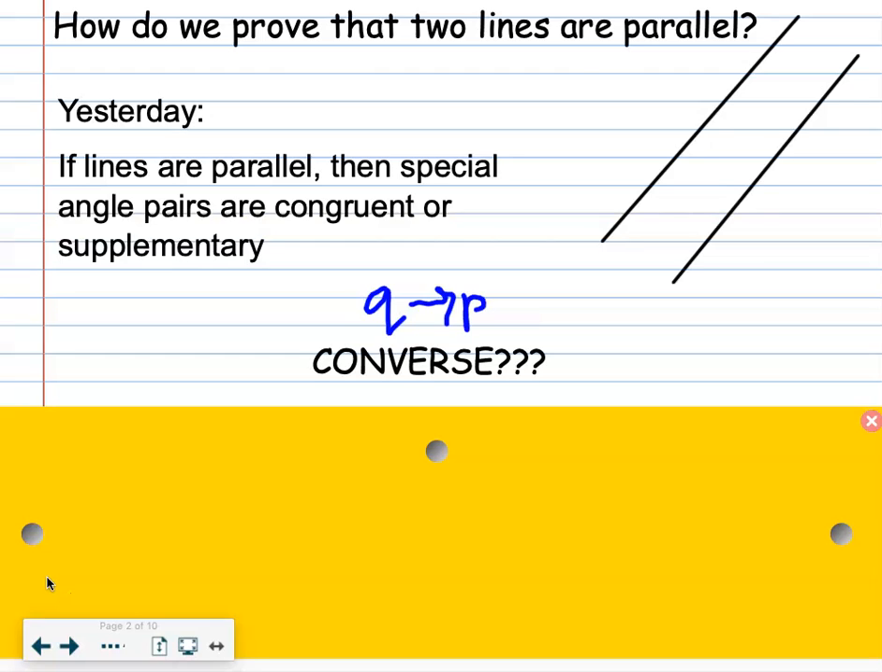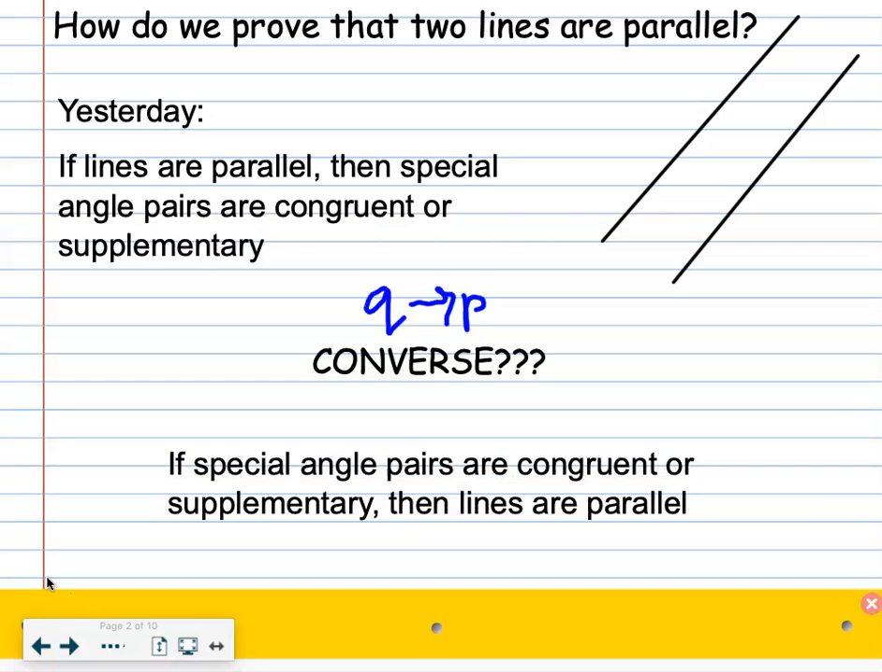So what would I write then for this? If special angle pairs are congruent or supplementary, the lines are parallel. Yes. So today you're going to be given angles that are either congruent or supplementary, which will prove lines are parallel. So we're just going in the opposite order, okay?